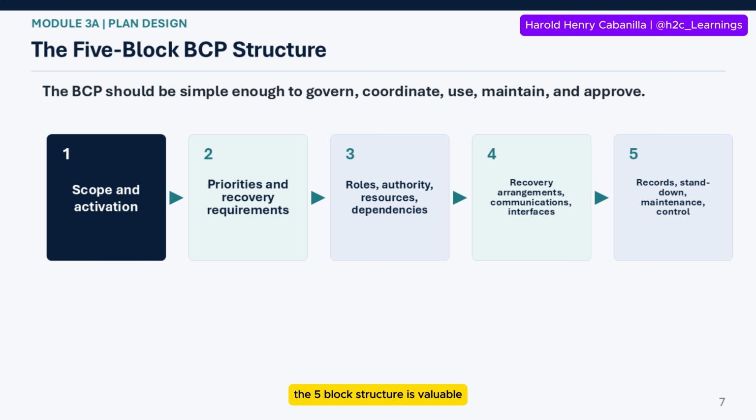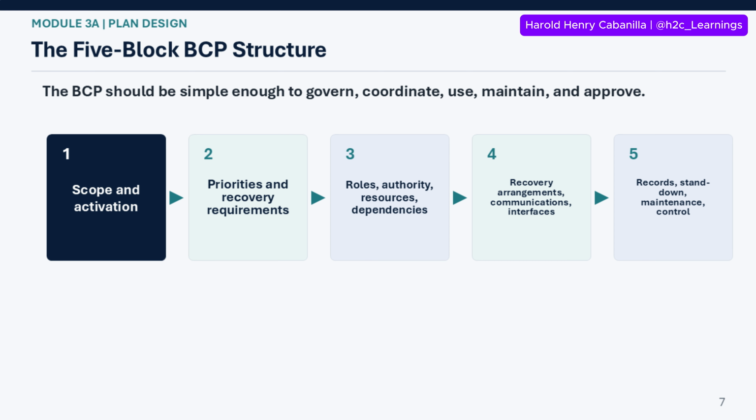The 5-block structure is valuable because it is simple enough for management review and practical enough for plan users. It prevents the BCP from becoming an uncontrolled binder. It also avoids the opposite problem, a high-level document that lacks authority, ownership, and recovery detail. The structure supports governance, usability, approval, and maintenance. A BCP built around these 5 blocks is easier to review, easier to explain, and easier to keep aligned with BIA requirements.